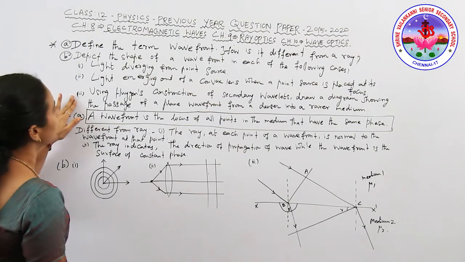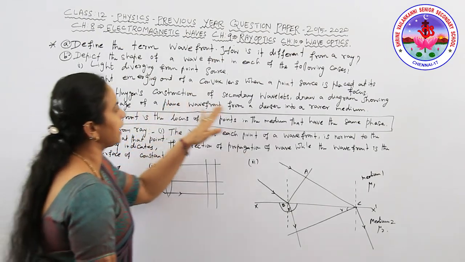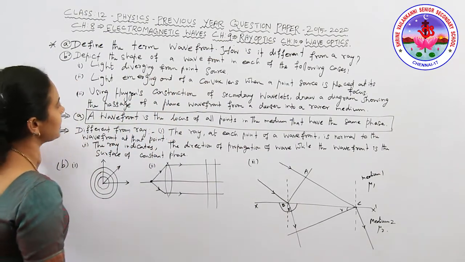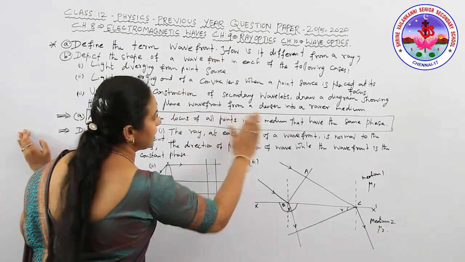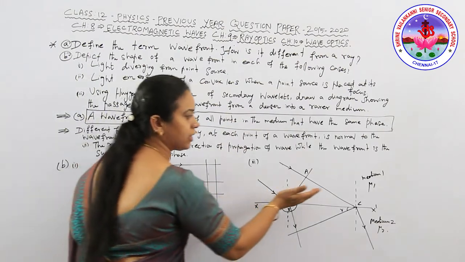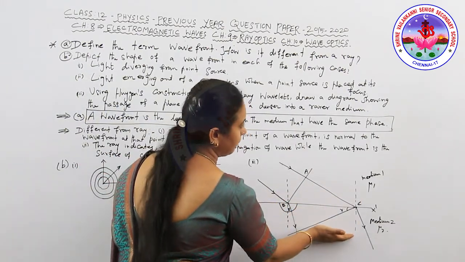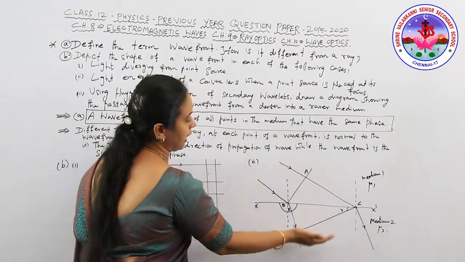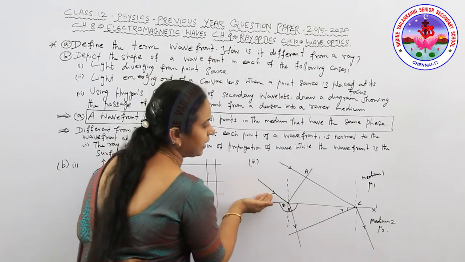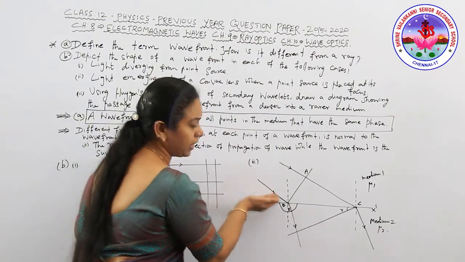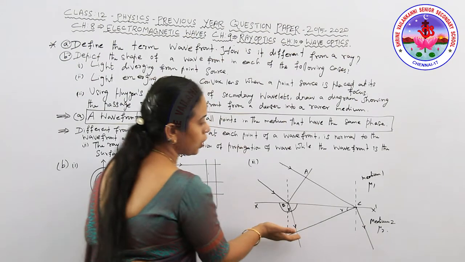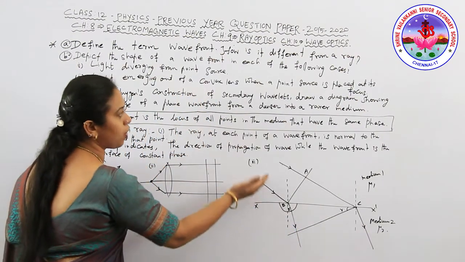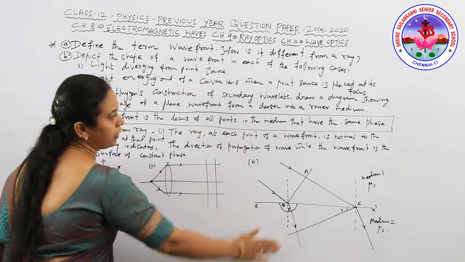And the third case, using the Huygens construction of secondary wavelets, you have to draw a diagram showing the passage of the plane wavefront from a denser medium to a rarer medium. So you can take it, this is one medium. This is the second medium. The wavefront goes from the denser medium to the rarer medium. So we have taken the incident ray from the denser medium to the rarer medium. Got it, children? So this is the diagram for the third case. By using Huygens construction of secondary wavelets, we got the diagram.